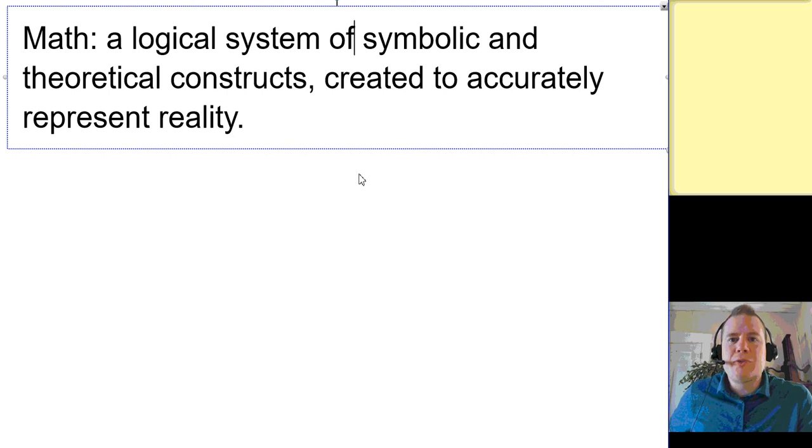All the symbols that we're used to, people came up with those symbols. Those were invented. But they were invented in order to represent real things. 2 apples, 2 penguins, that's a quantity called 2. And we can represent that using our system.